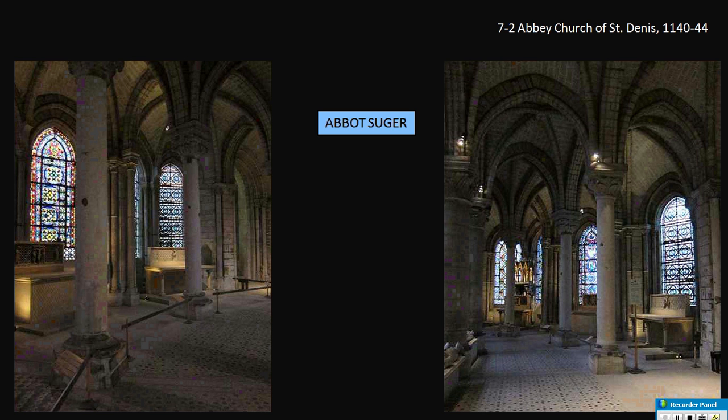Look at how wide those columns are, how big they are, compared to what we just saw a minute ago at Toulouse, where the supporting elements for the roof up above were in fact quite massive.